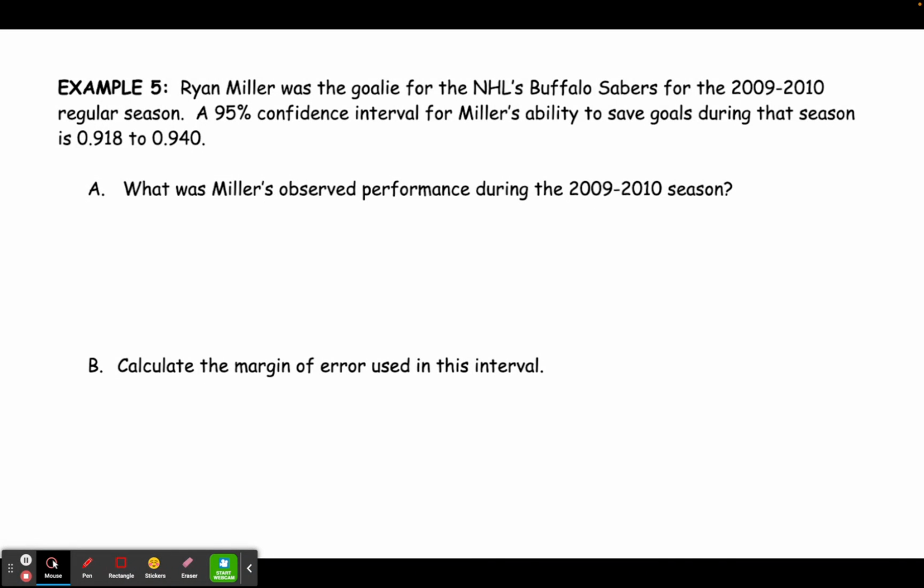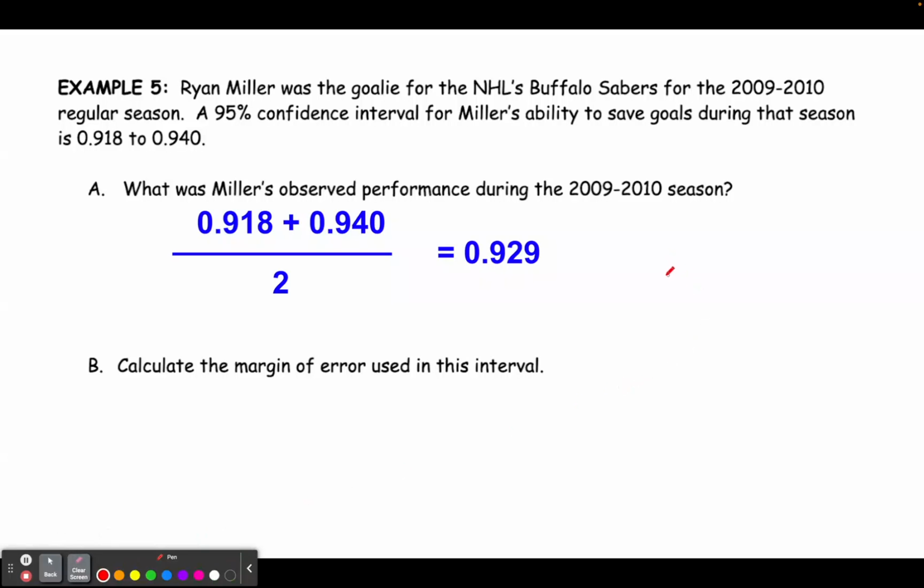Well, we know that his observed performance has to be exactly halfway between the endpoints of that interval. So if I add the two endpoints together and I divide by 2, that will give me the middle, which is 0.929. So what we're looking at here is an interval which is centered at 0.929. And then we're going out from there in both directions and going down to 0.918. That's the lower end of our interval, and going up to 0.940.